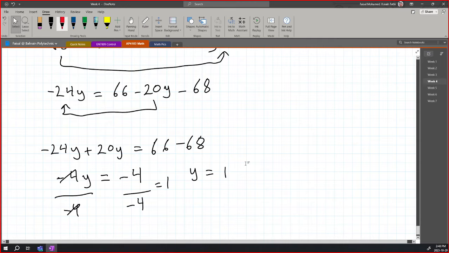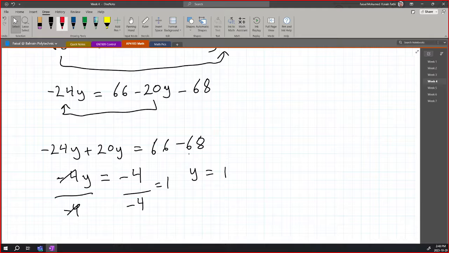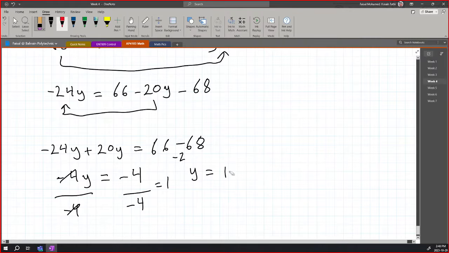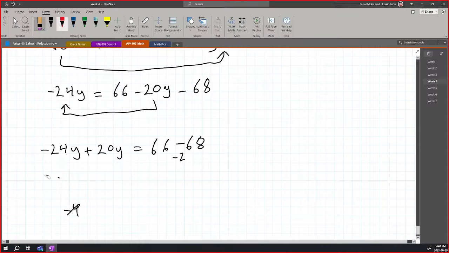Oh my god, it's a very stupid mistake. I said 66 minus 68 is equal to 4, but 66 minus 68 is equal to minus 2. This is the mistake I made. Let me just fix that real quick. You see, sometimes you make stupid mistakes and lose a lot of marks if you're going very quick. Don't make the same mistakes that I just did.